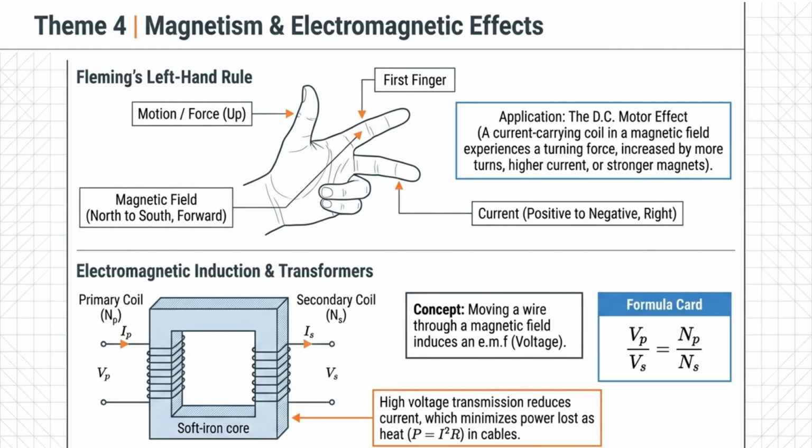Magnetism involves the interaction of currents and fields. We use Fleming's left-hand rule to determine the direction of force in the DC motor effect, where a current-carrying coil in a magnetic field experiences a turning force.